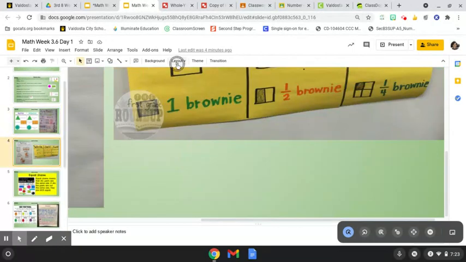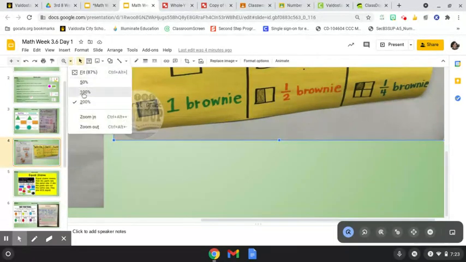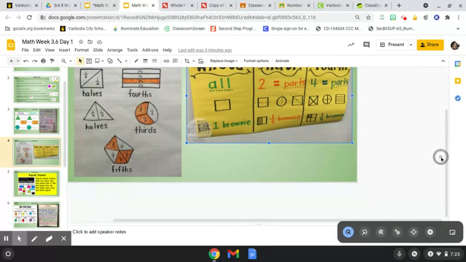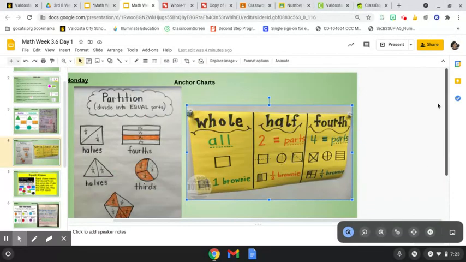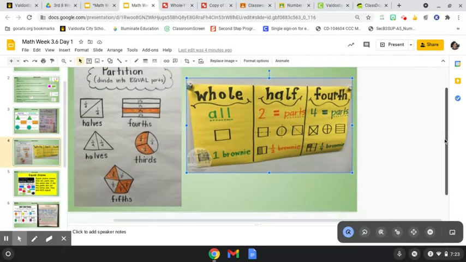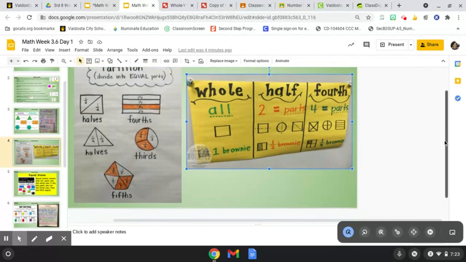Okay, we talked last week about partitioning fractions. So this is a review anchor chart here. Partition: to divide into equal parts. Okay, 2 equal parts would be halves. Here we have 4 equal parts, fourths, thirds, and fifths.